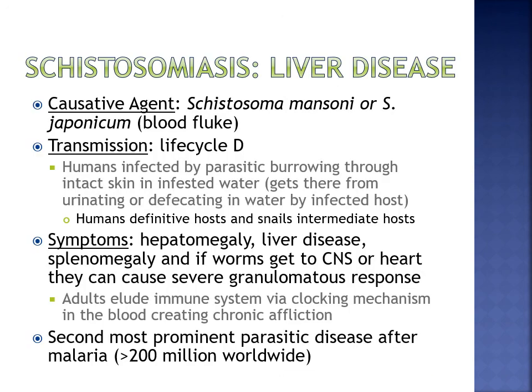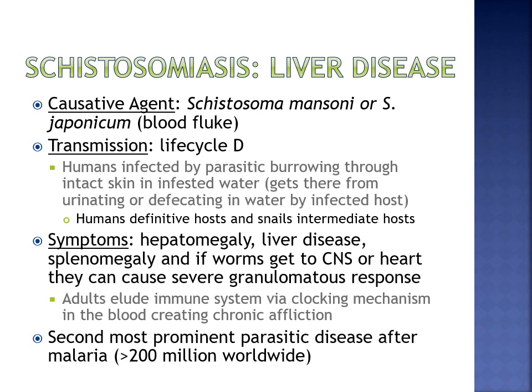This is an infection of a blood fluke that can actually cause liver disease. So this one follows that life cycle D that we looked at earlier. For this particular one, the blood fluke can actually burrow through intact skin if you get into water that has the worm in it. Gross. Typically, the way it gets into that water is from an infected host urinating or defecating in the water, which is also gross. So it's a double no.